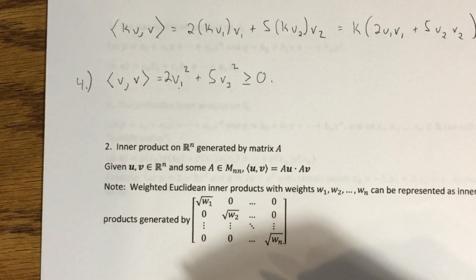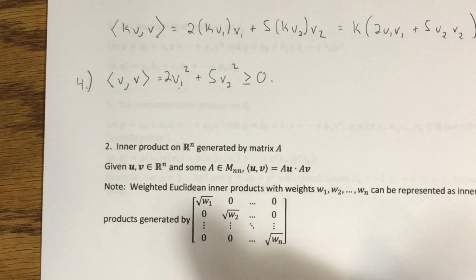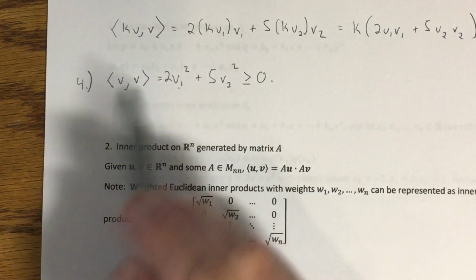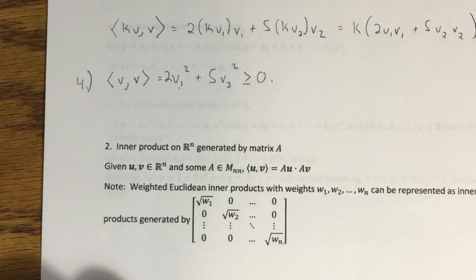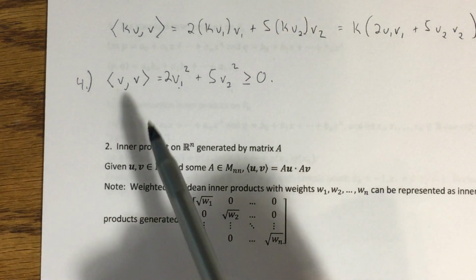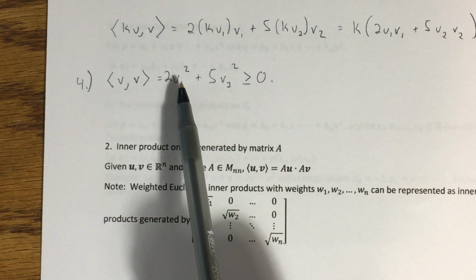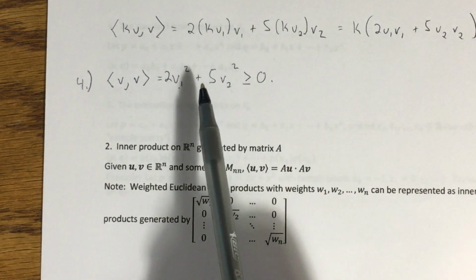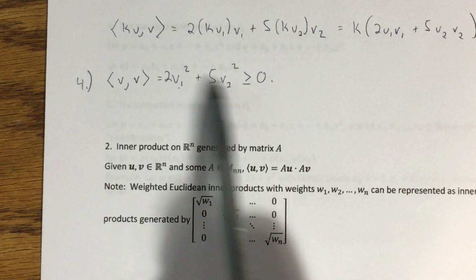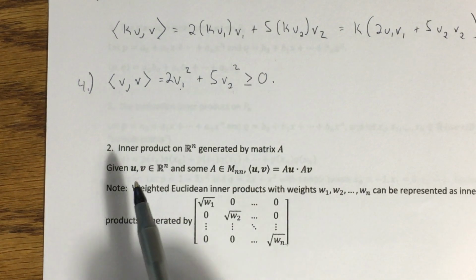Positivity says that we want to show that the inner product of v with itself is equal to 0 if and only if v is equal to 0. It's very easy to show one direction. Suppose v is equal to 0. Then it would follow that v would equal the 0 vector in particular. Then each of these terms would equal 0, and clearly this would come out to just 0.